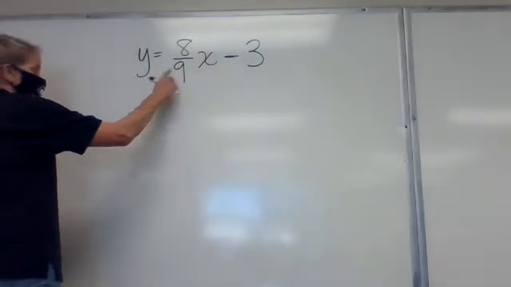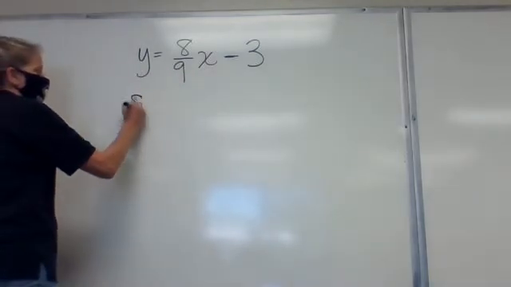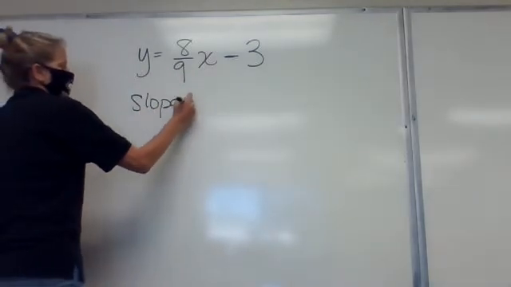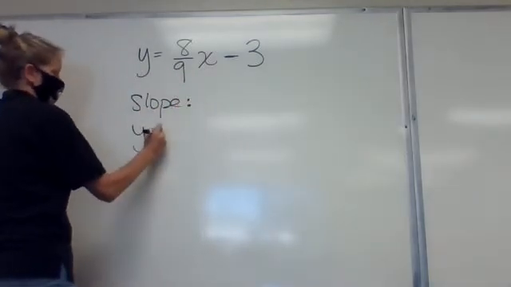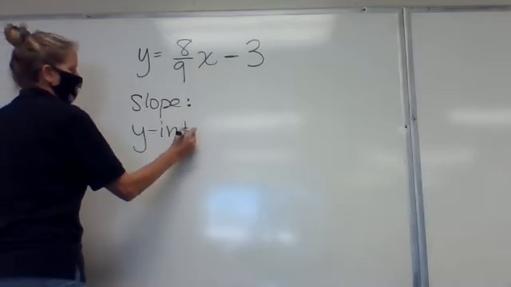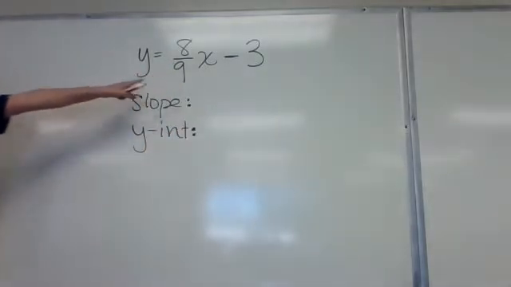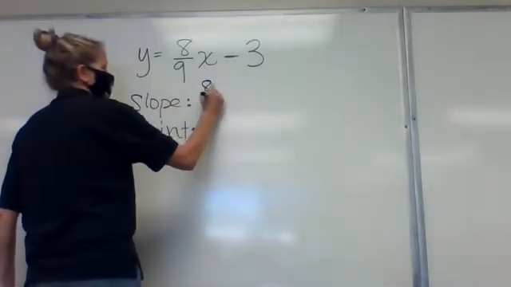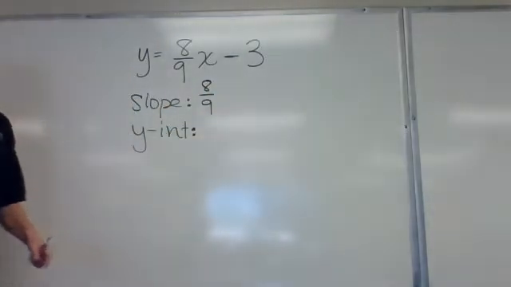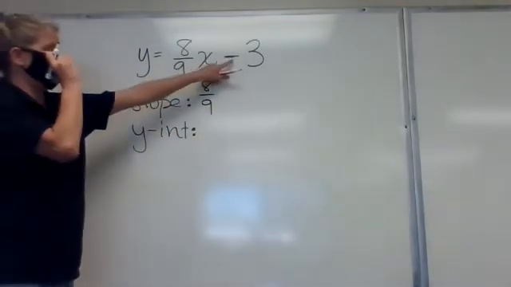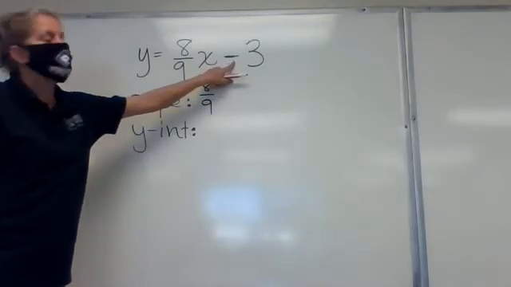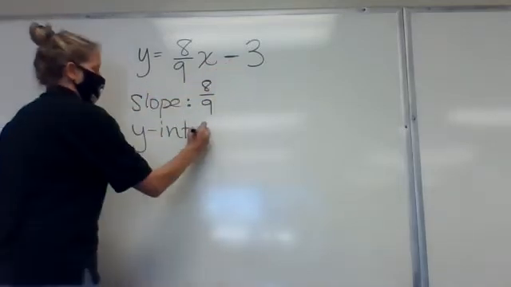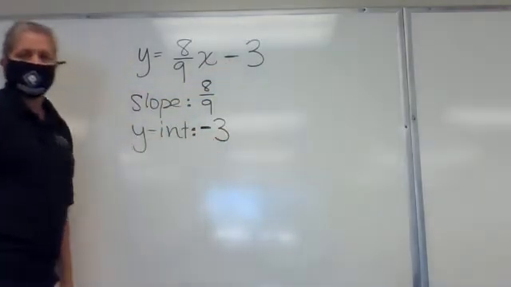Well, before that, since it is by itself, I can now identify the slope and the y-intercept. What's the number hooked onto the x here? 8/9. So that's going to be my slope. Good. Your y-intercept is the number not hooked on to the x, which is -3.